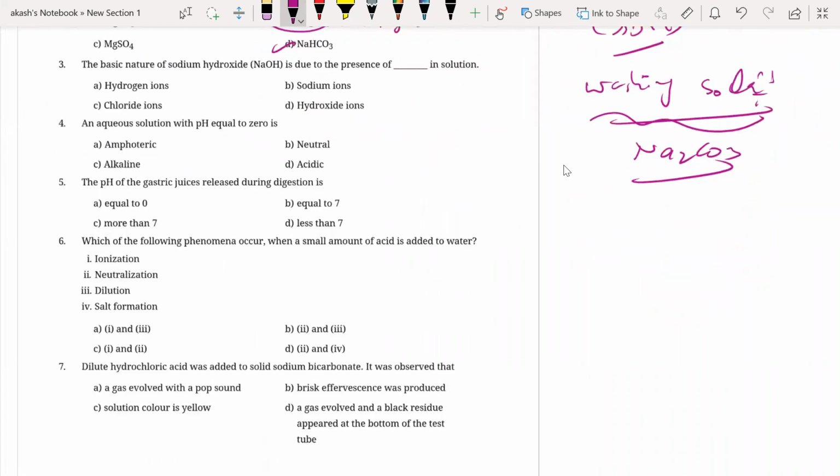The third question. The basic nature of sodium hydroxide is due to the presence of dash in solution. What is the answer? Now we know there is something called the Arrhenius theory of acids and bases. What does Arrhenius theory say? How do you define an acid? How do you define a base with respect to Arrhenius theory? Can someone tell me?